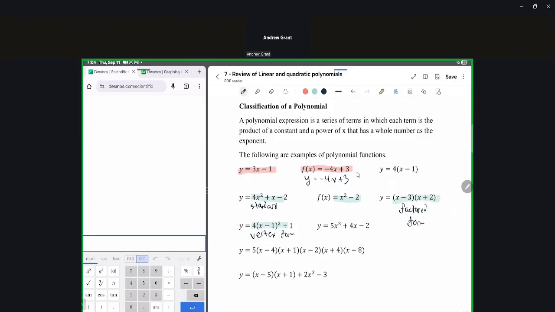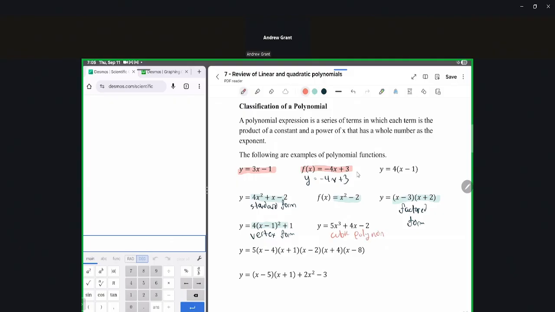Previously, these are all things that you have already studied and looked at, but I want to review factored form throughout this. So these were your standard linear and quadratic polynomials. They can get larger though. So y equals 5x to the power of 3 plus 4x minus 2. This is actually what we call a cubic polynomial.